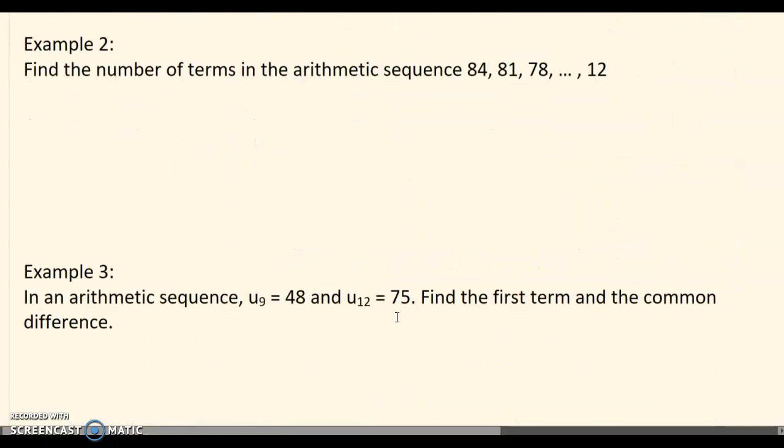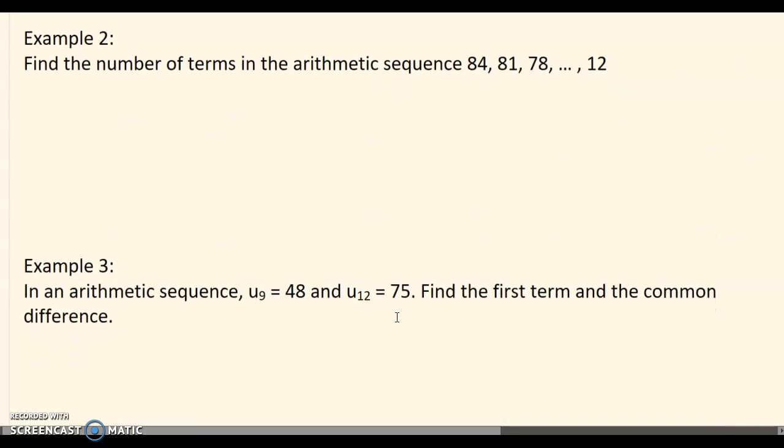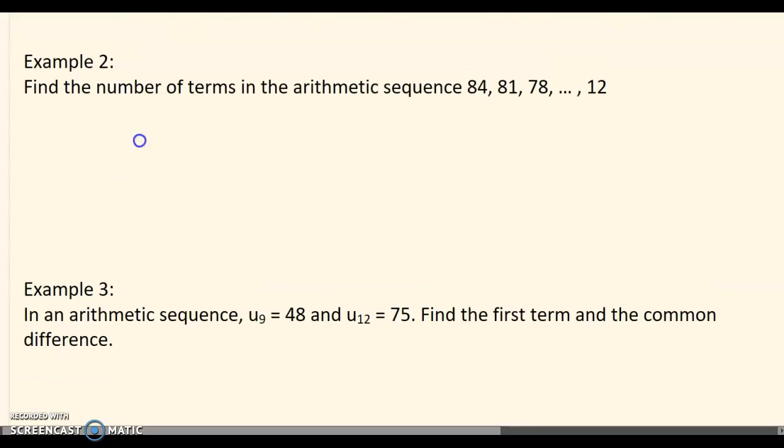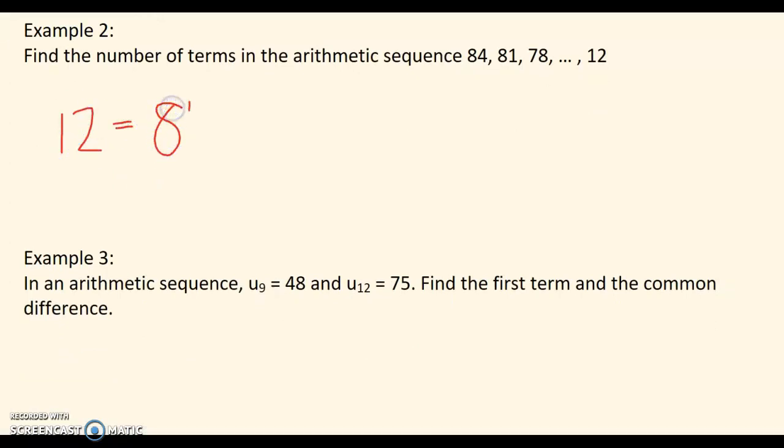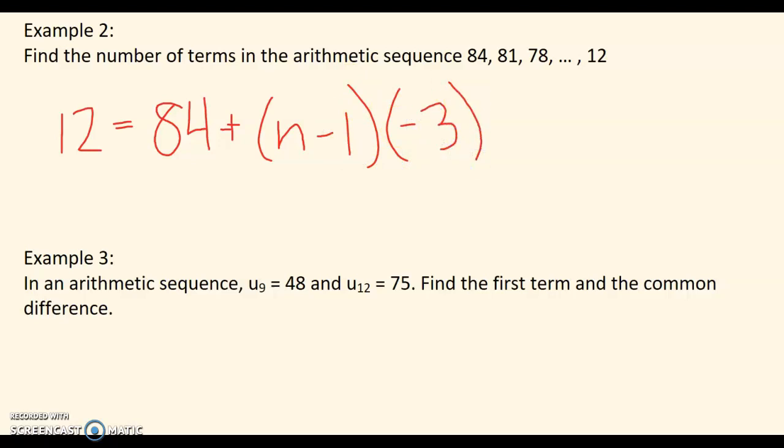So, example 2, find the number of terms in this sequence. The difference between this one and the last one is we don't know n on this one, but we know our theoretical nth term is 12. So we're going to say 12 is equal to first term plus n minus 1, which we don't know n, that's what we're trying to solve for. And make sure you don't mess up this silly thing. D on this one, since we are subtracting, is negative 3.